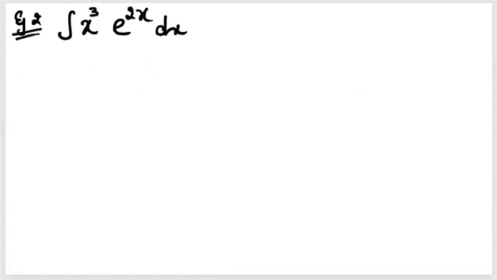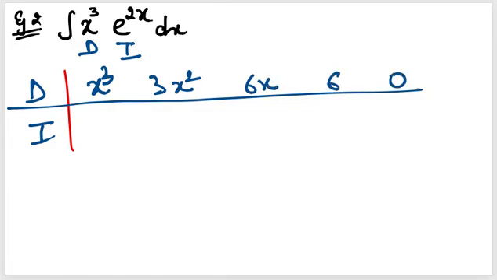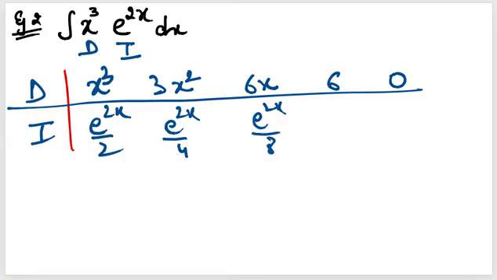Let us see one more question here. This is D, and this is for integration. So I'll write down D here, and I'll write down the integrating term here. So let us see what is the first step. First step is write down the derivative term as it is, x cube, then it is 3x square, then it is 6x, then it is 6, and then 0. So I'll start the integration: e to the power 2x by 2, e to the power 2x by 4, e to the power 2x by 8, e to the power 2x by 16, and stop.